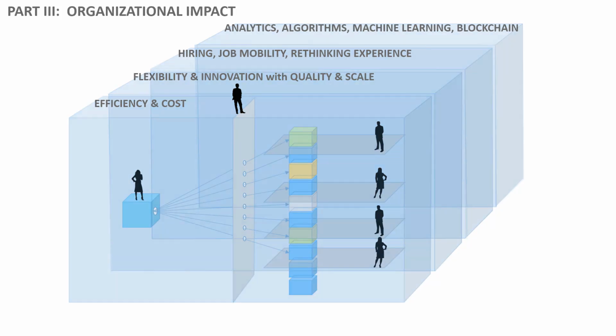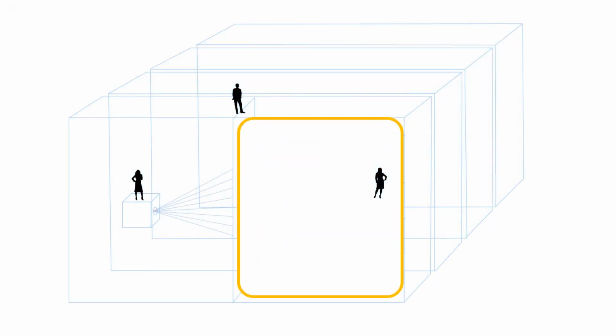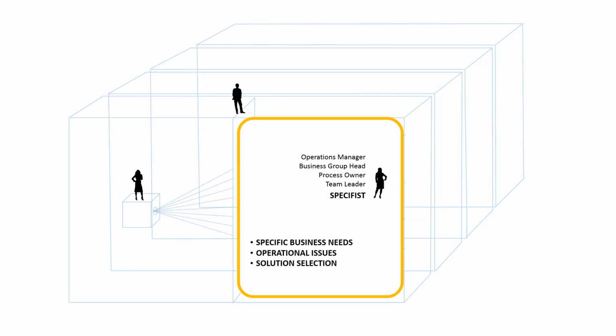These three parts correspond to certain types of people. On the right, we have a specifist. It could be an operations manager or a business group head, process owner, or team leader. This person is interested in specific business needs, operational issues, and solution selection.